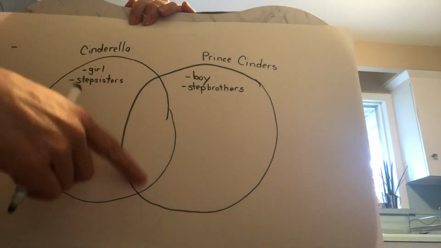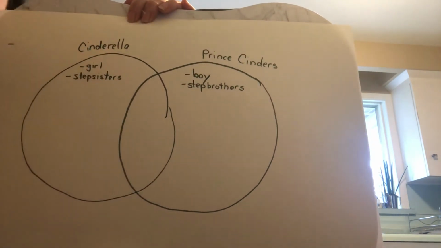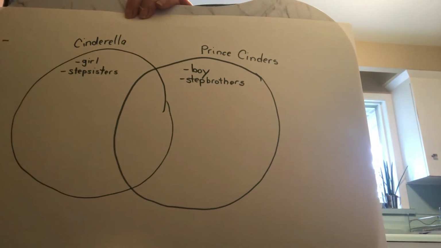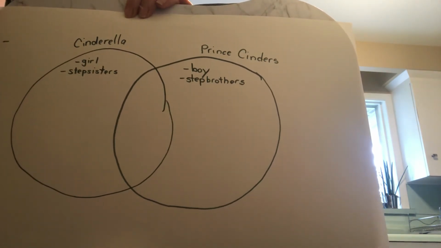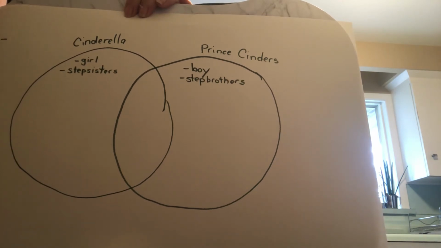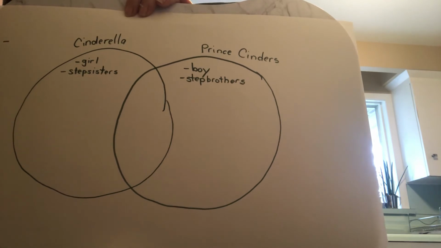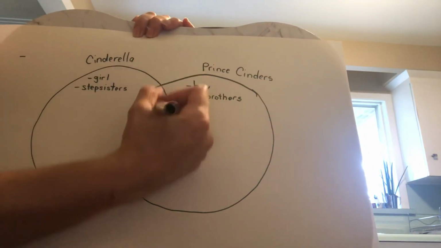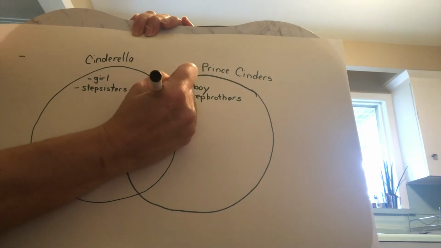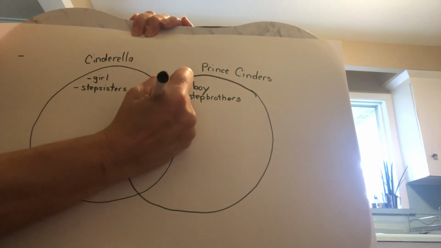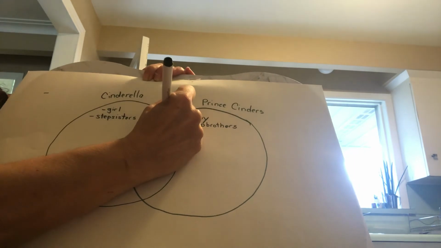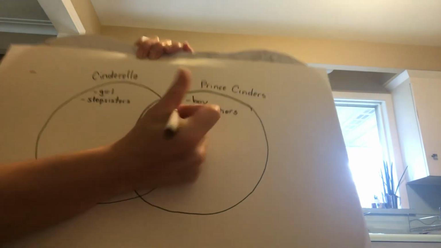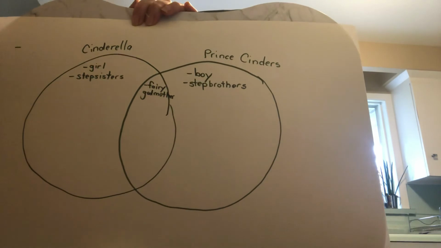Let's think of something. Can you think of anything that was the same in both stories? Think of a character. I thought of the fairy. Even though the fairies were different, they both were visited by a fairy. Put here fairy godmother. Oh, I went outside of the line a little bit.